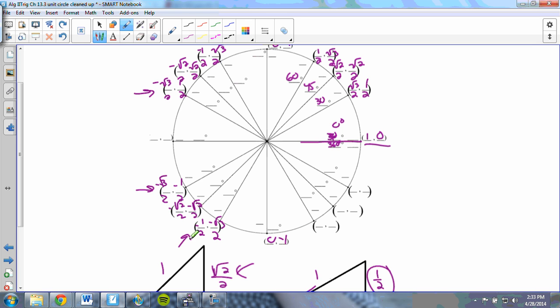These points here and these points here are reflections of each other, so 1/2, negative root 3 over 2, root 2 over 2, negative root 2 over 2, root 3 over 2, negative 1/2. We filled in all the points.